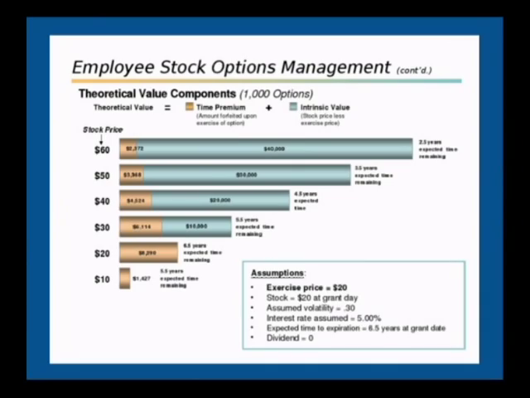So we have two aspects of value. There's the intrinsic value and there's the time value. And these things change over time. As we said, if the value of the stock rises, then that's raising the intrinsic value. On the other hand, because time is passing, the time value is declining over the term of the option.